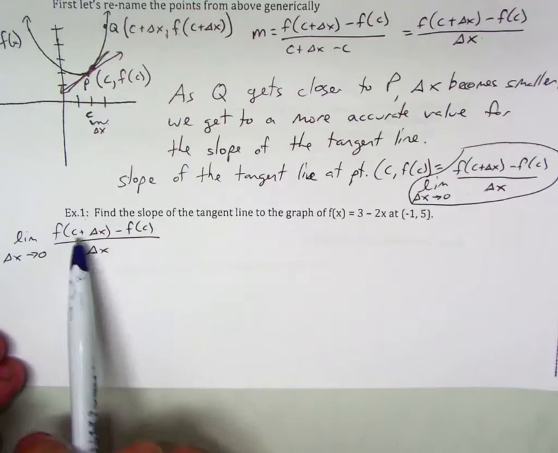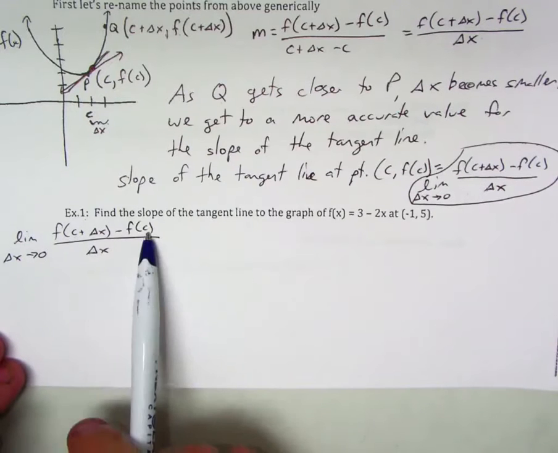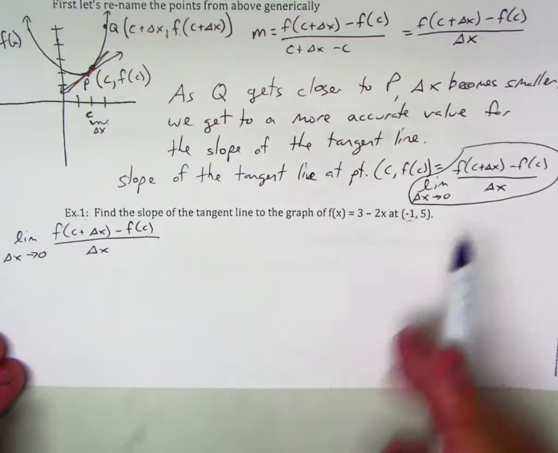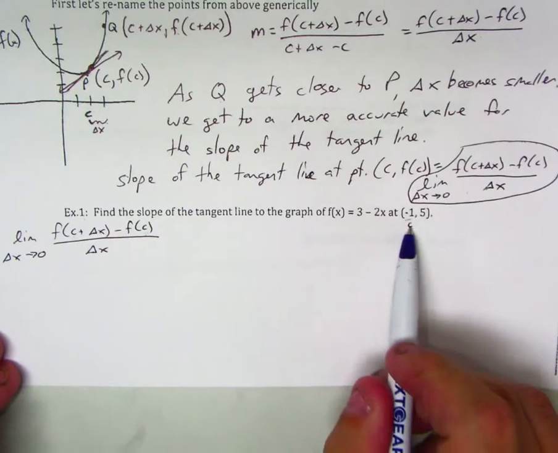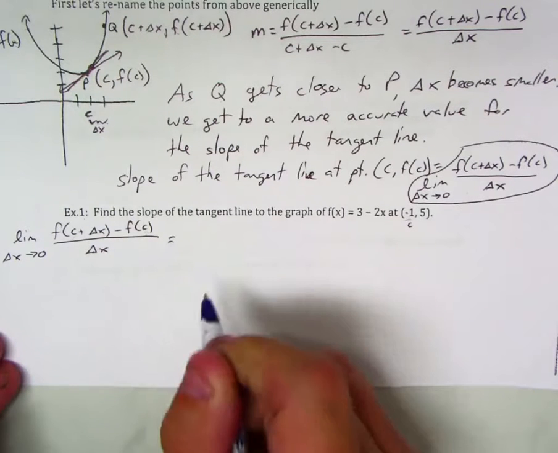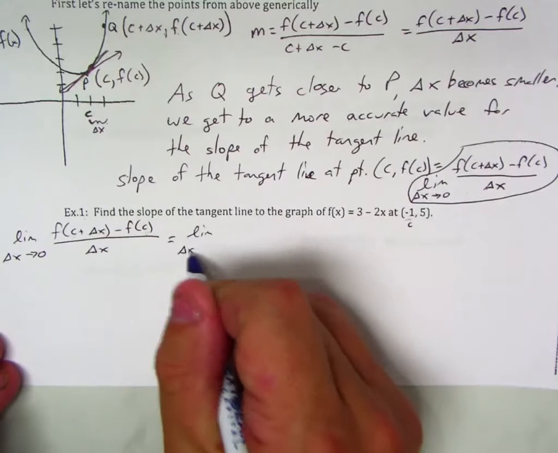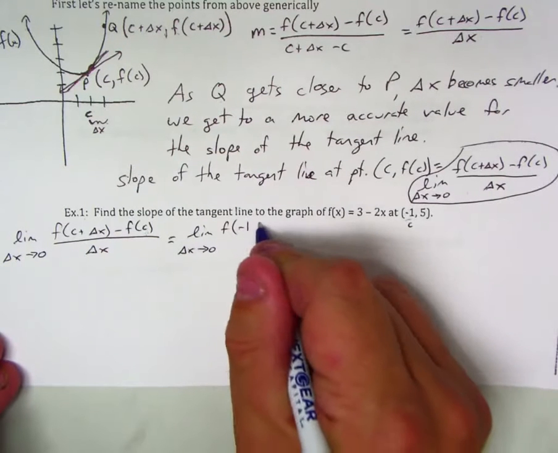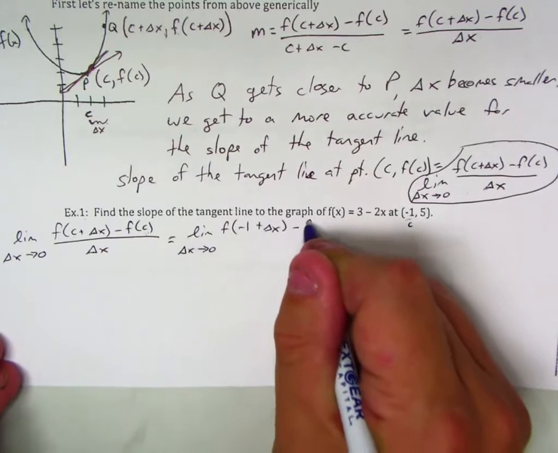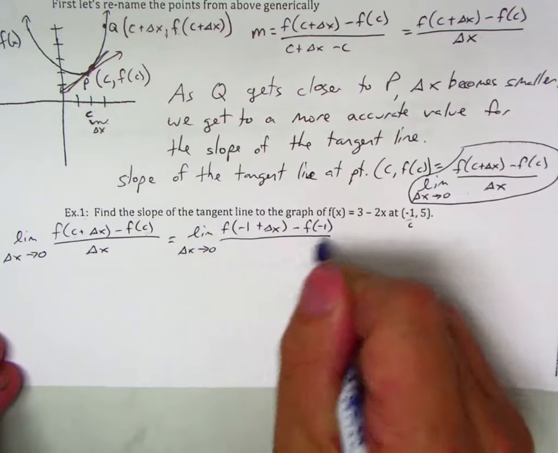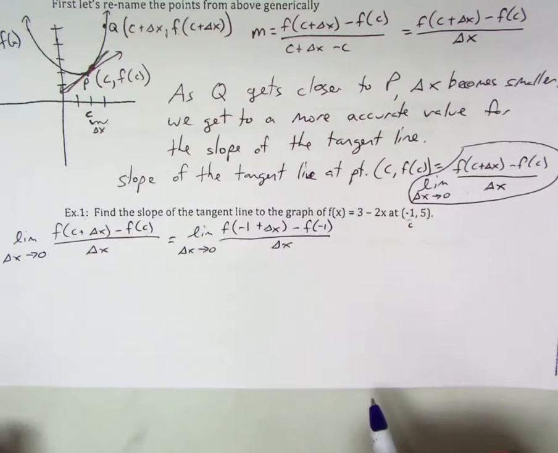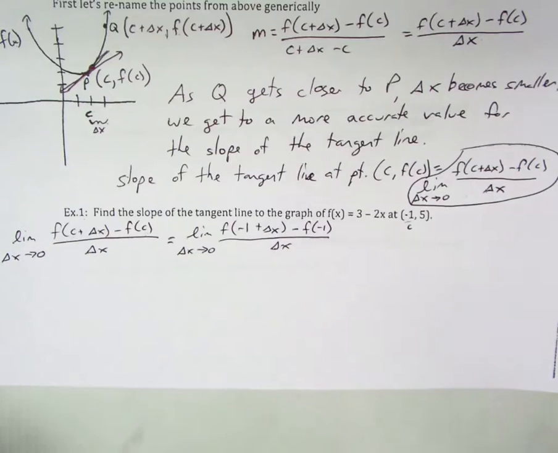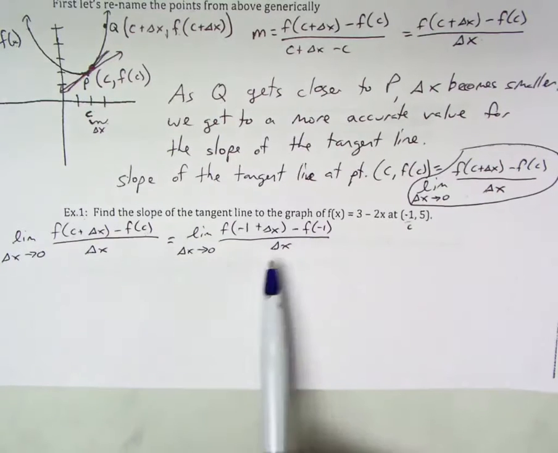So understand what C stands for. C stands for an x-coordinate. It stands for the x-coordinate of the point that we want. So notice here it says at negative 1, 5. Negative 1 is our C value. That means wherever we see a C, we replace negative 1 instead. So we're going to take the limit as delta x approaches 0 of f of negative 1 plus delta x minus f of negative 1 over delta x. So notice wherever I saw a C, I put negative 1 instead. Okay, well, we still have an issue. We can't plug 0 in still.